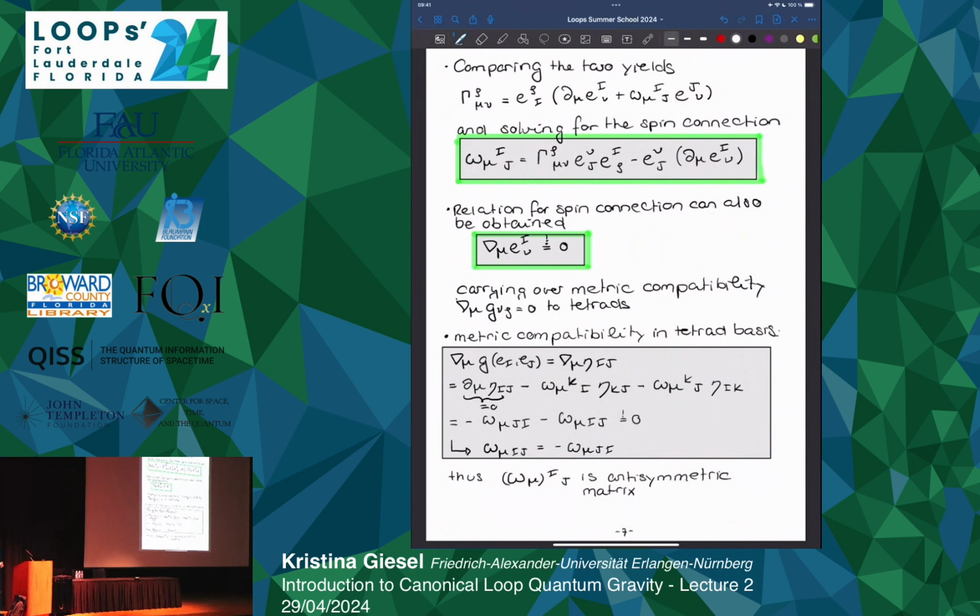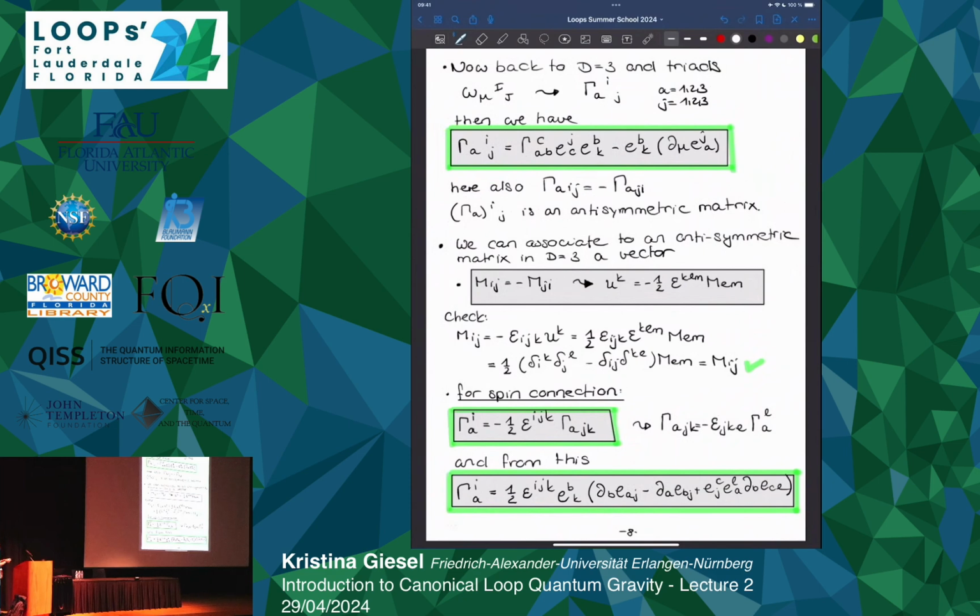Now, doing this and considering the covariant derivative of the metric evaluated in the cotetrad basis here, we get a condition due to the vanishing of the partial derivative of eta_ij here, which relates the internal indices of the spin connection. Yeah, so we know since this needs to vanish, the internal indices must be antisymmetric if I swap them. So understood as a matrix, omega_mu^ij is an antisymmetric matrix.